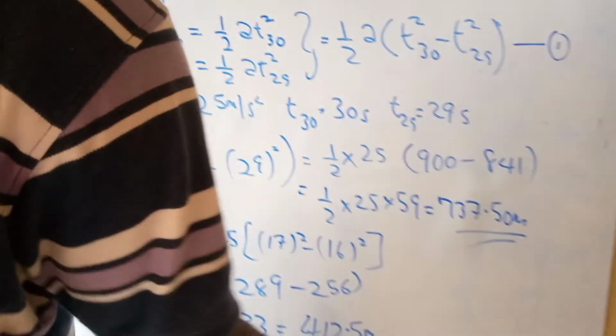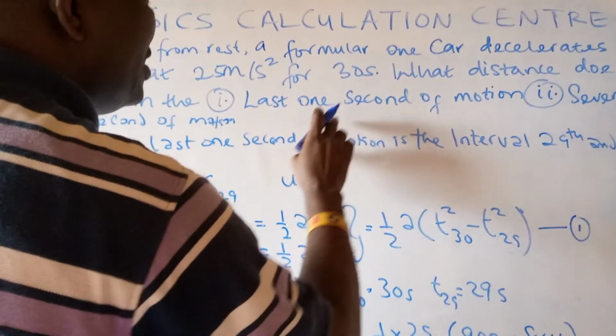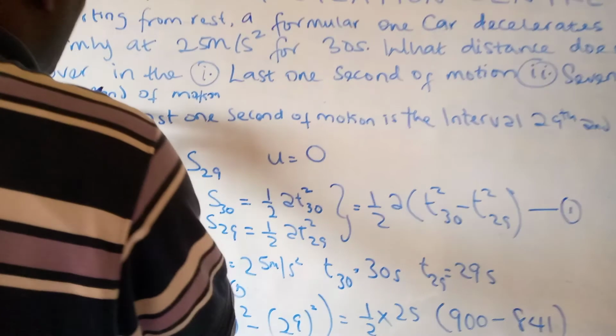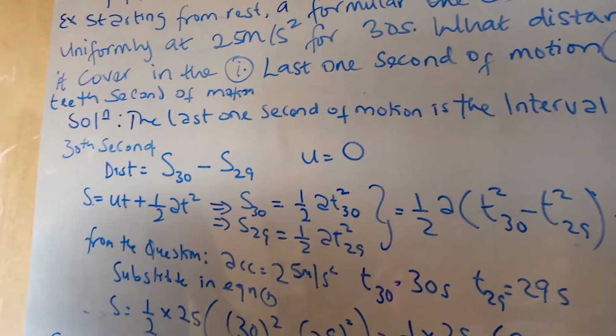So these are the two distances that the Formula 1 car covered in the last 1 second and the 17th second. In our next video, we'll continue with our calculations.